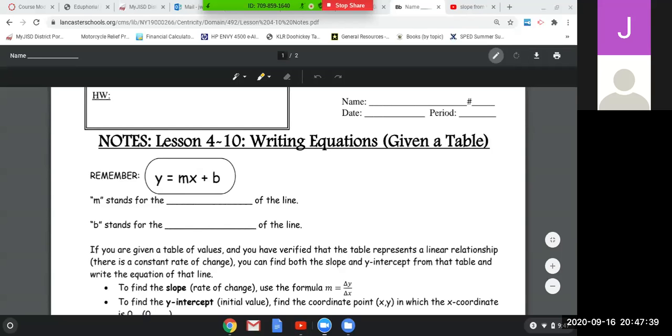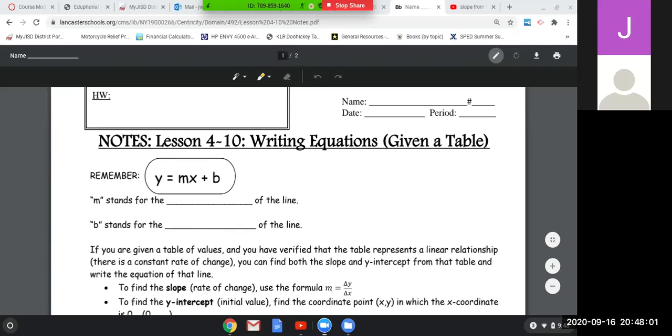Okay, so what we're going to talk about now is writing a linear equation. Writing the full thing if given a table. And actually we got two things to solve for here in the table. We've already discussed, I've already done a video over how to find slope. M stands for the slope.